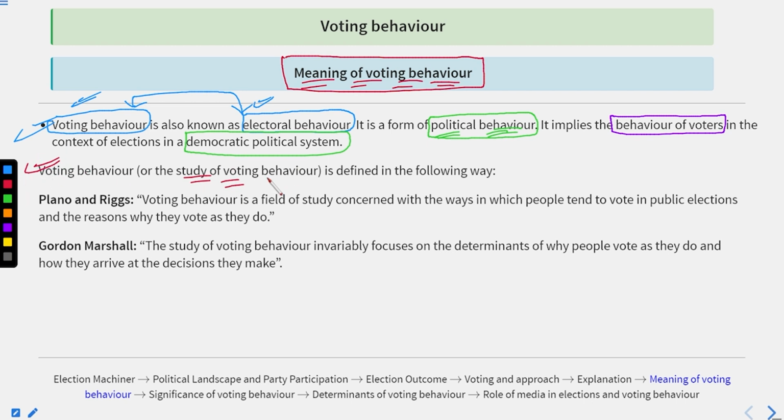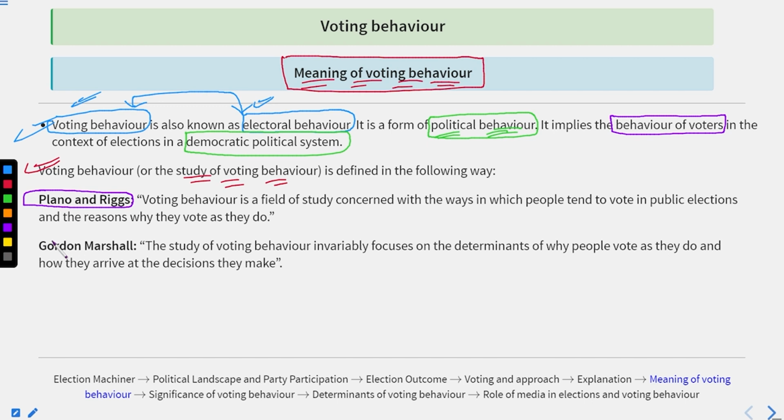voting behavior, or the study of voting behavior, is defined in the following way. Voting behavior is a field of study concerned with the ways in which people tend to vote in public elections and the reasons why they vote as they do.